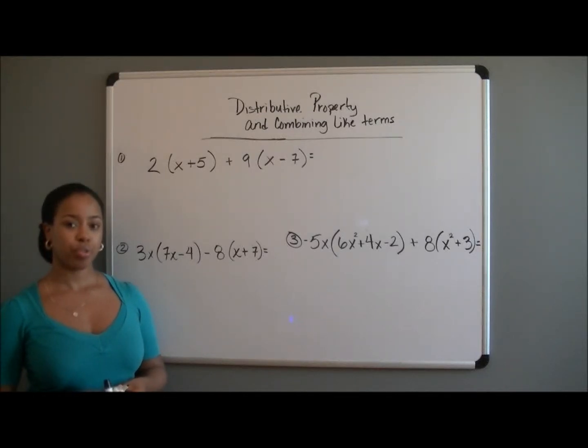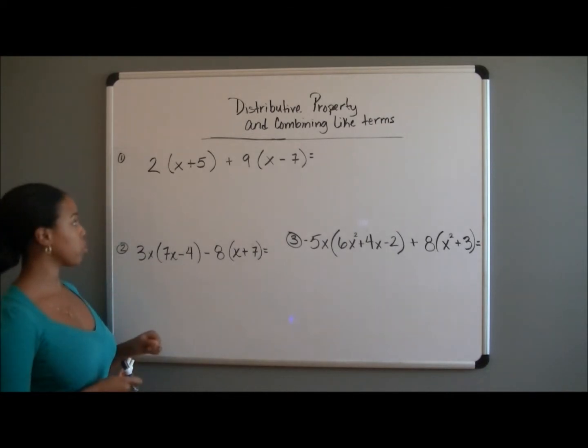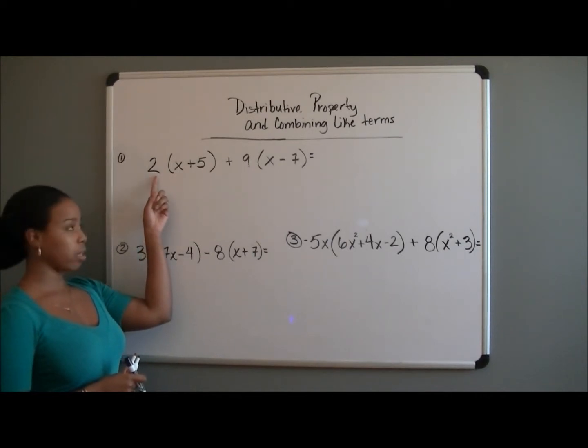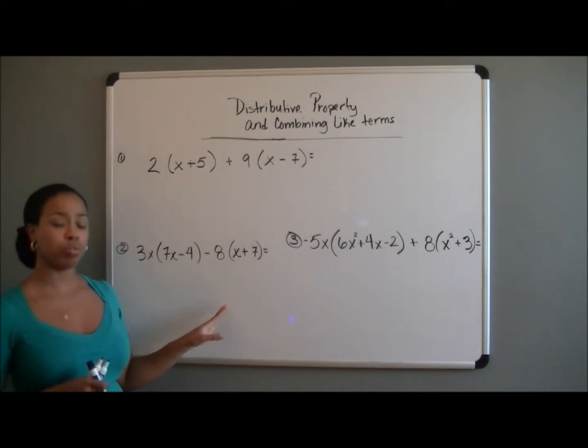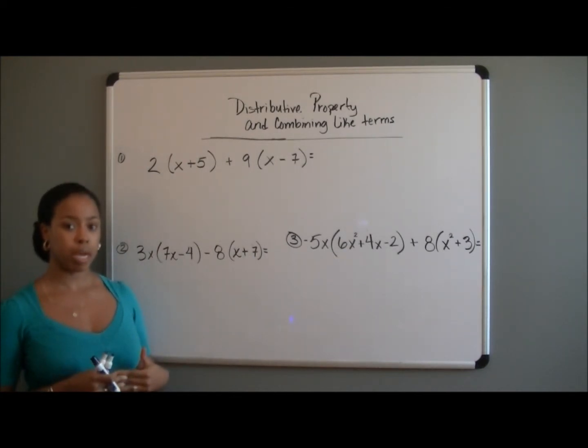Now we're going to go through the distributive property and combining like terms. If you remember from our previous video, to perform the distributive property, we need to multiply the term that's on the outside by every term on the inside. Now in these problems, you'll notice that there are some terms that can actually be combined, so we'll do that as well.